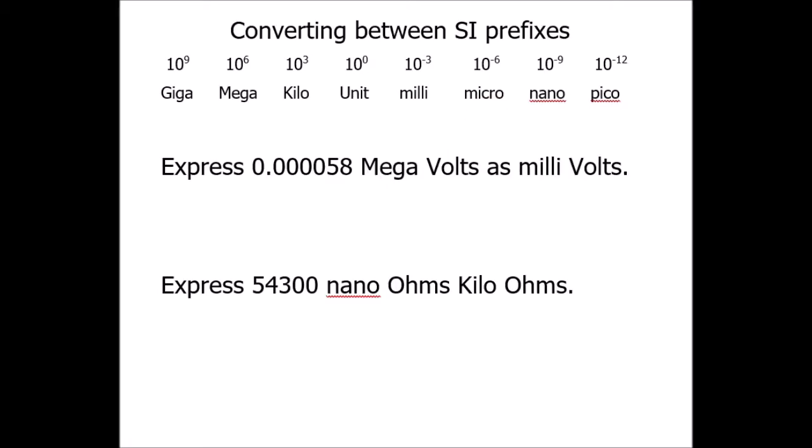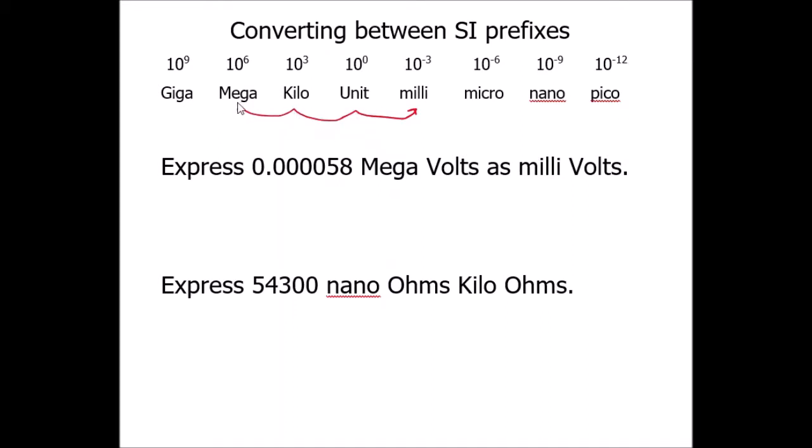We're almost done. So you might be asked to convert between different SI prefixes, and this is really very simple as well. Again, I've written all my SI prefixes on top here, and I'm going to convert 0.00058 megavolts to millivolts. So I'm starting here at megavolts, and I want to go all the way to millivolts. Well, that's a lot of jumps there. That's 1, 2, 3 jumps, and every time I move to the right by a jump, I'm really moving by 3 decimal points. That makes sense.